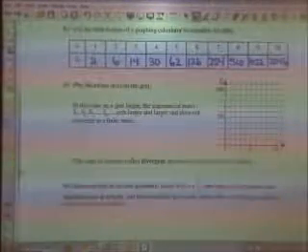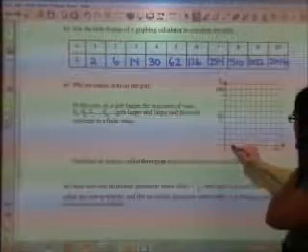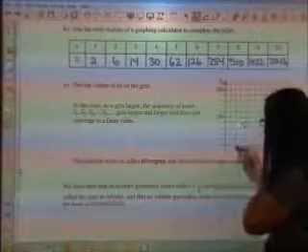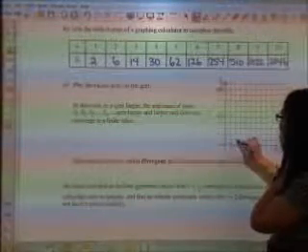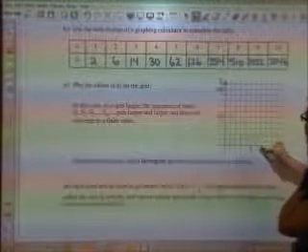So again, if we plot these points on the grid, the first term is 2. Second term was 6. Third term was 14. Fourth term was 30. Fifth term, 62. Sixth term, 126, which is actually off the graph. And then I can't plot any of the other ones.